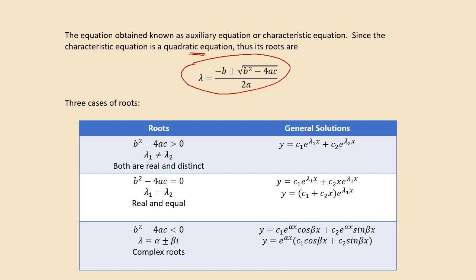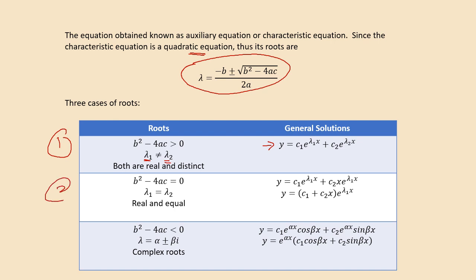After you have the roots of the equation, you need to identify which case the roots belong to. So there are three cases of roots. The first one, we have different roots, or root 1 is not equal to root 2. So the general solution is y equal to c1 e^(λ1x) plus c2 e^(λ2x).